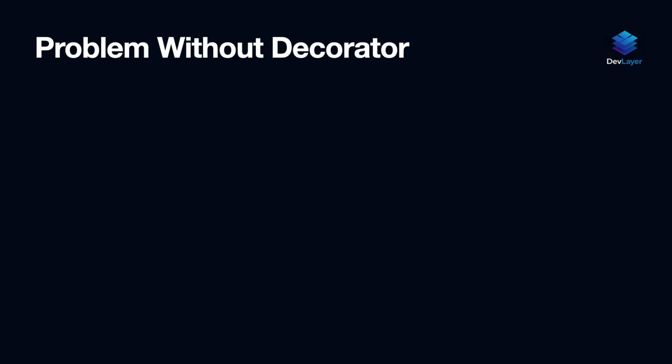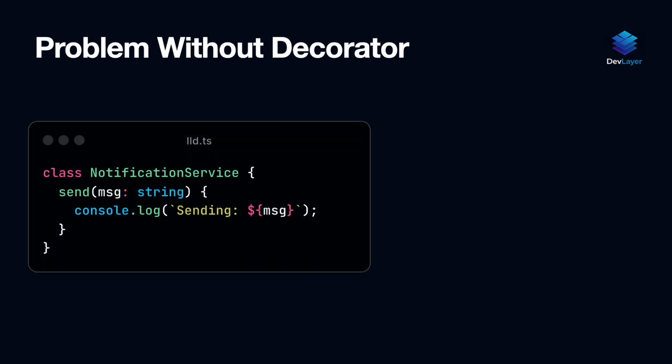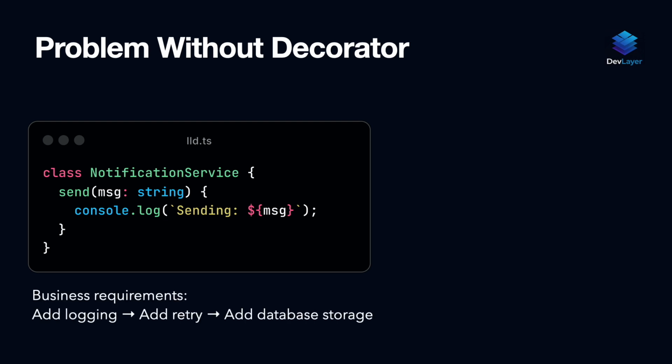Let's say you have a simple notification service that just sends a message. Now your manager asks you to add logging, then they ask for retry logic. Later maybe database logging. Over time, this single class starts doing too much and violates the single responsibility principle, as well as the open close principle. It becomes hard to test, hard to maintain, and very easy to break.